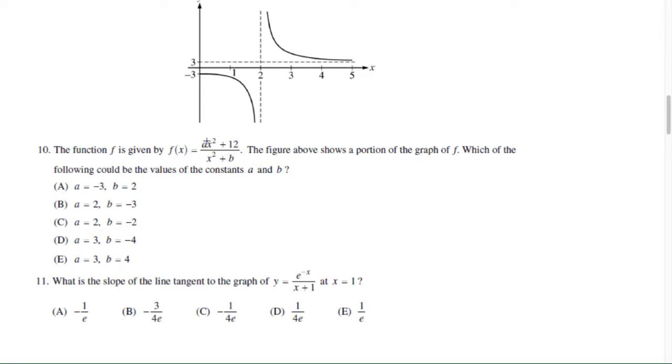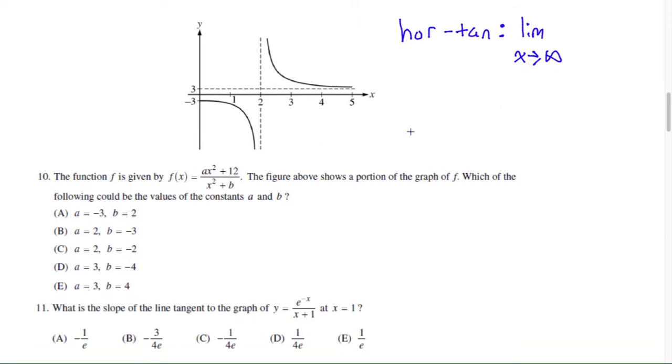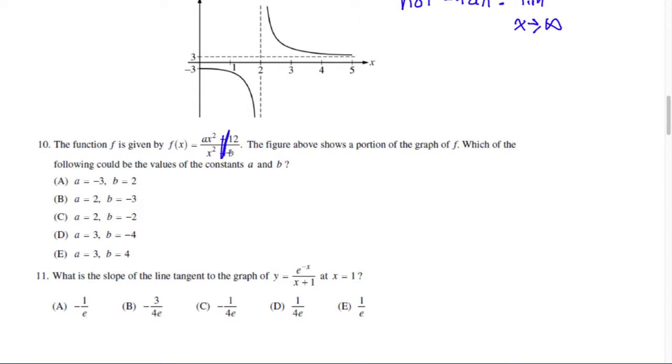Okay, so let's work with A first. In order to get A, I'm going to look at the horizontal tangent. What is the definition of horizontal tangent? Limit as x approaches infinity, exactly. When x approaches infinity, I get rid of all these small things, and I'm just left with ax squared over x squared.